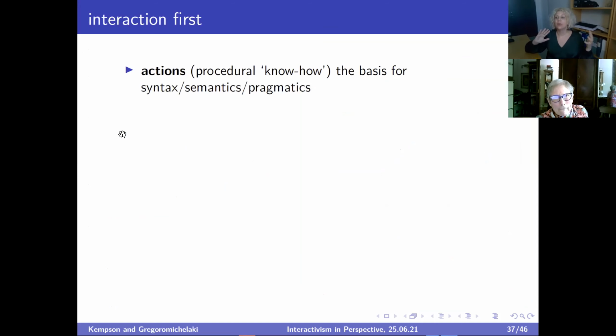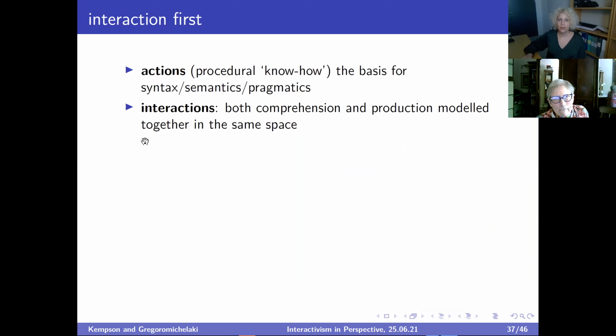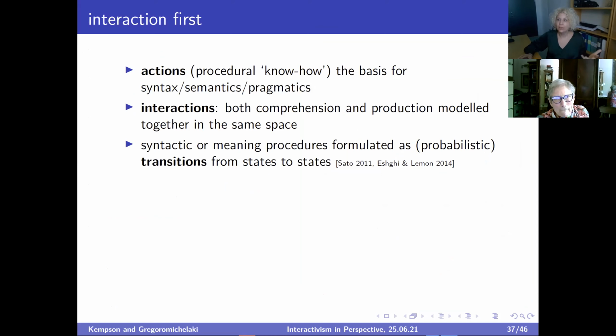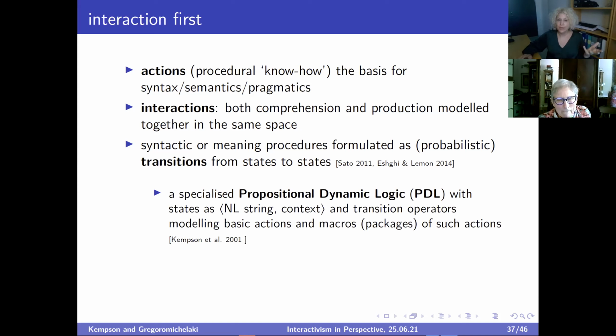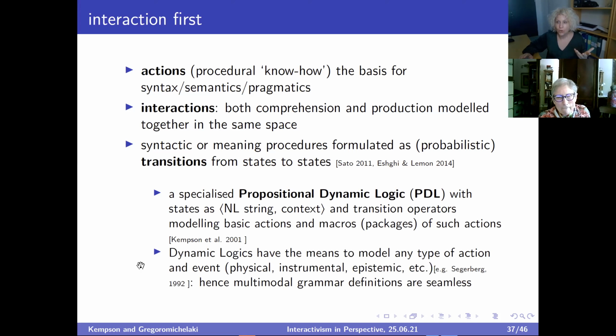So interactions in this framework constitute the basis for syntax, semantics, and pragmatics. And it is joint action that is being modeled, hence interleaving comprehension and production processes are part of the modeling rather than relying on the abstraction of a neutral grammar between comprehension and production. Now, in the formal definition of DS-TTR, syntax and semantics in that formalism are defined as transitions from states to states. This is underpinned by a specialized version of propositional dynamic logic. And this is important for our purposes because such logics have been used to model any type of physical or mental action, and therefore multimodality in interaction is captured naturally in these terms.